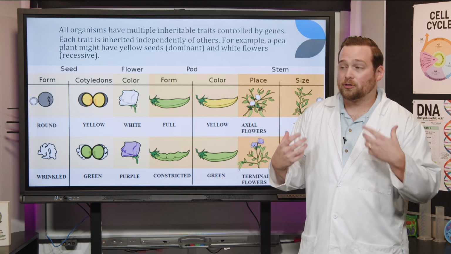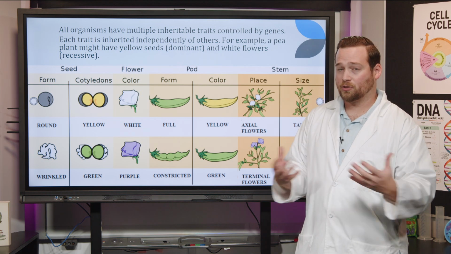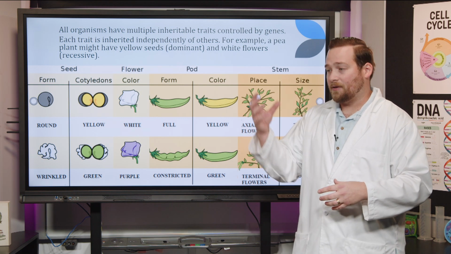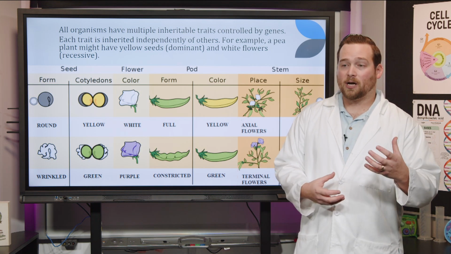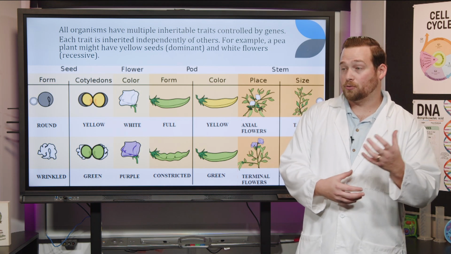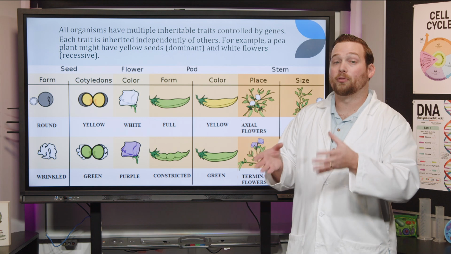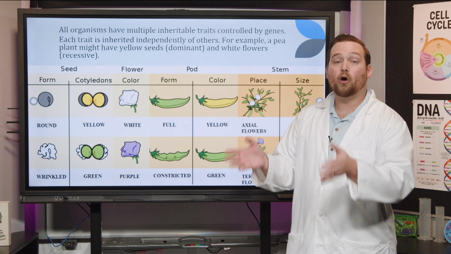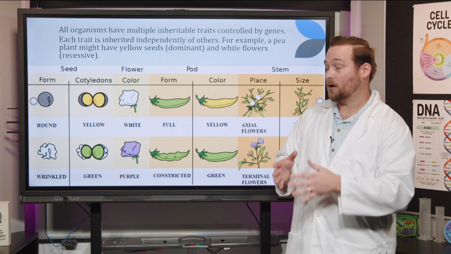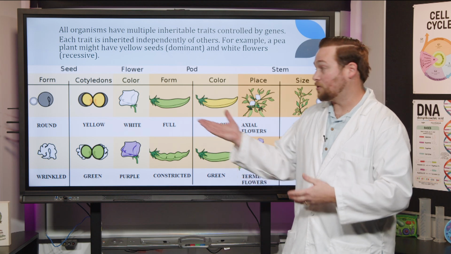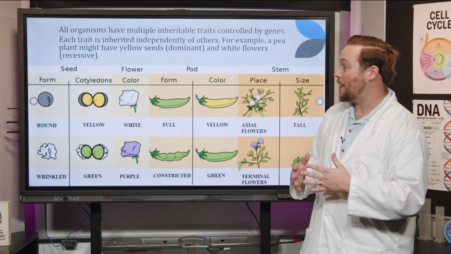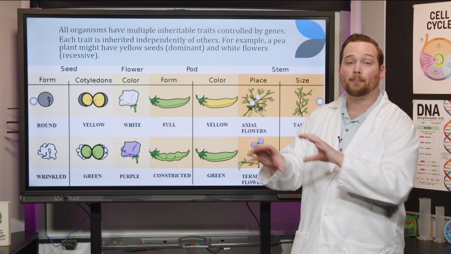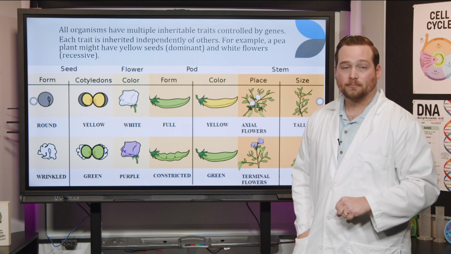I want you to think about someone you know with red hair. That person, if they have red hair, often also has freckles. That's because the gene for freckles and the gene for red hair are on the same chromosome. So those are linked, but that's more rare. Most of the time, with the traits that Gregor Mendel was looking at, they are not linked. So what that means is you can get any combination of these.